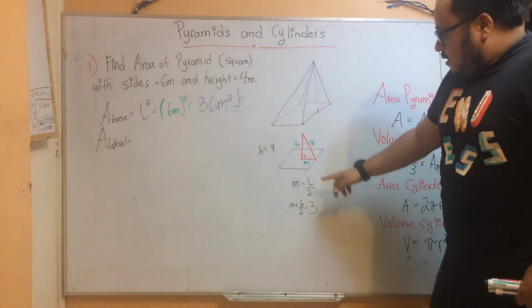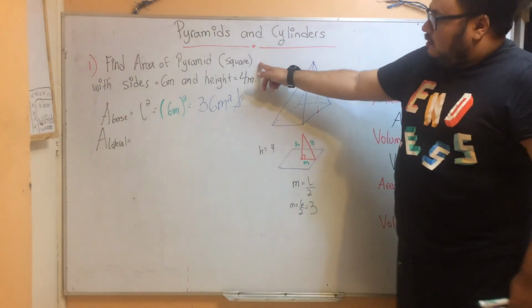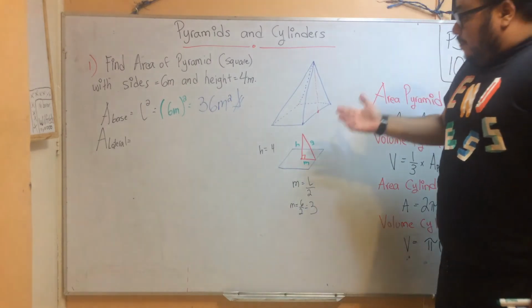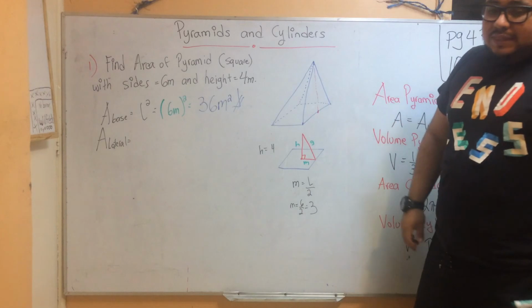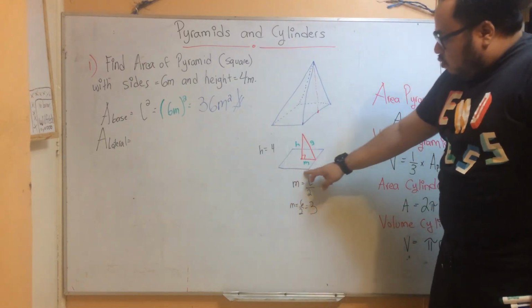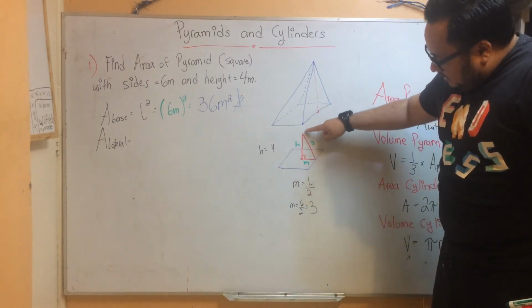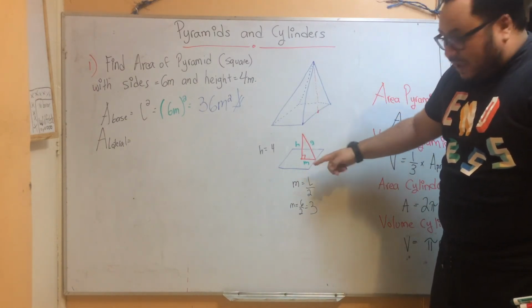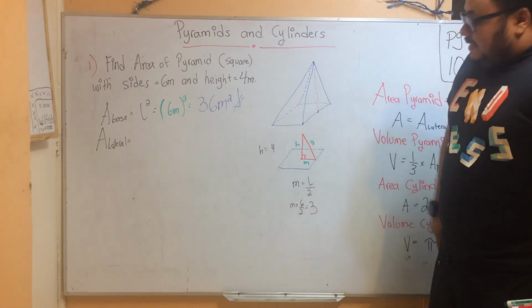Let's remember. We already have this H, because it's the height of the pyramid. But we're going to put it and name it H. And this one is going to be named M, because this is half the distance between one of the sides of the square. And remember, we need G. We're not looking for M. M is going to help us. H is going to help us, but what we need is G.